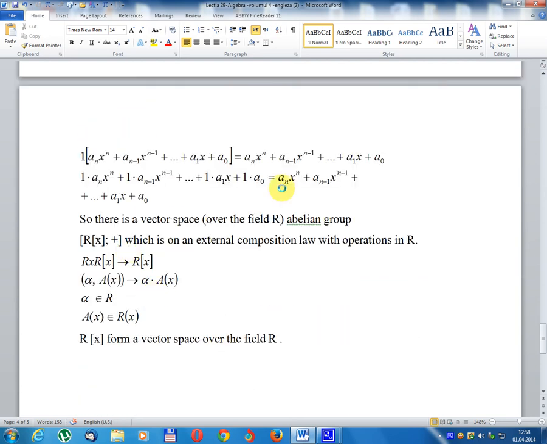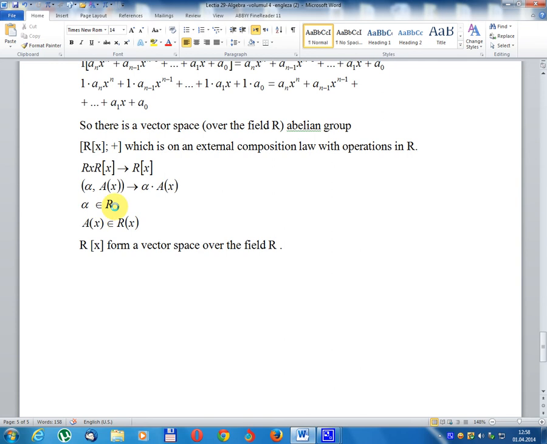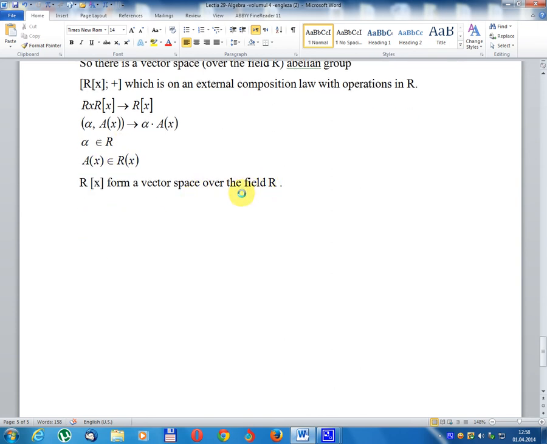So R[x] is a vector space over the field R: (R[x], +) is an abelian group, and the external composition law, an operation from R × R[x] into R[x], where (alpha, A(x)) corresponds to alpha · A(x), with alpha belonging to R and A(x) belonging to R[x]. R[x] forms a vector space over the field R.